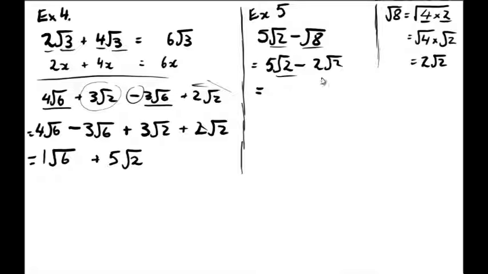So instead of the square root of 8, I can say it's actually 2 root 2. Now I have two surds which are like surds. 5 take 2 is 3 root 2.